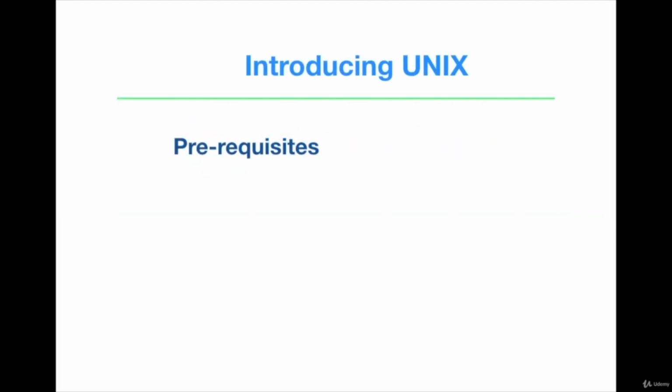Prerequisites. This is a beginner to intermediate level course. So the expectation of this course is that the learner should be computer literate and familiar with the basic uses of an operating system. No prior knowledge of Unix is required. That's what this course is for.